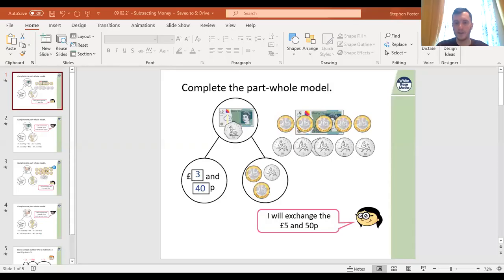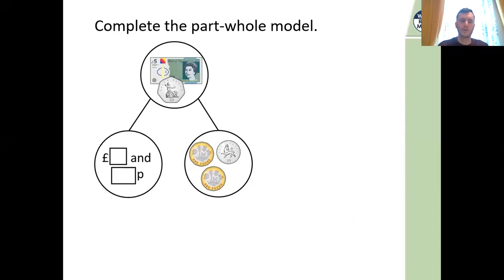Because I'm going to need this one to help me slightly. So we're subtracting money. And for this one, I've given you a part-part whole model. I've given you the whole. I can see there's £5 and 50 pence up here. I've given you one of the parts, which is £2 and 10 pence. We've got to work out the other part. And to do that, we need to find the difference or to subtract. I'm going to show you two ways we could solve this one. And you can choose whichever method you prefer, whichever one you think is most simple.